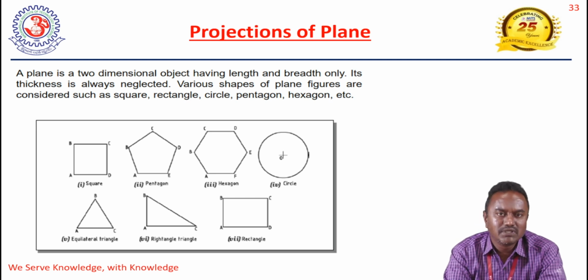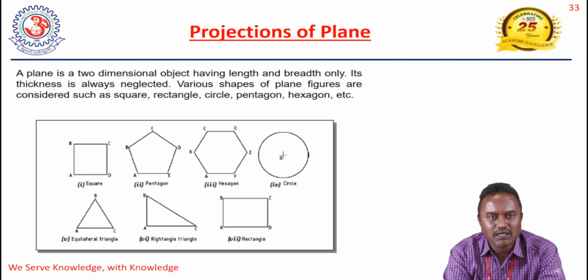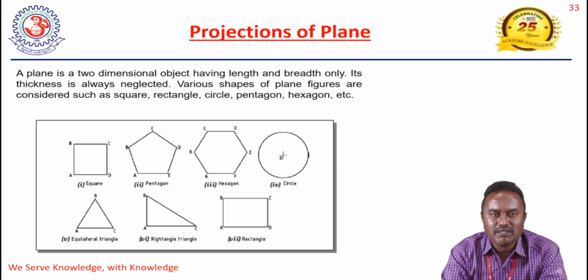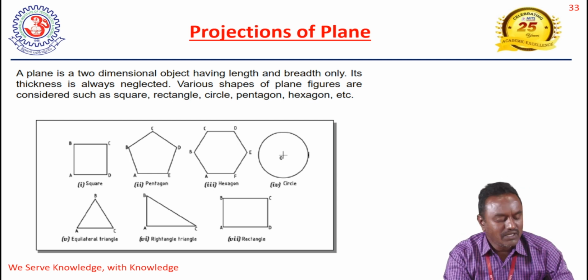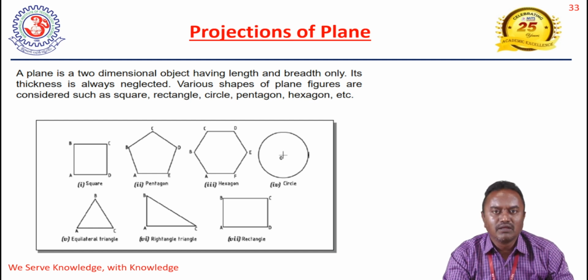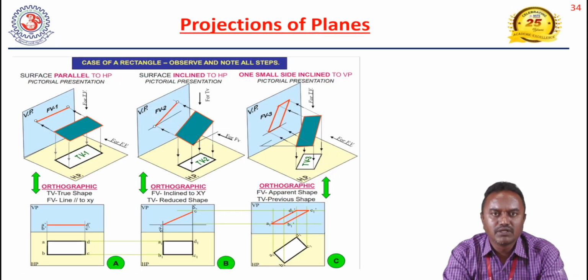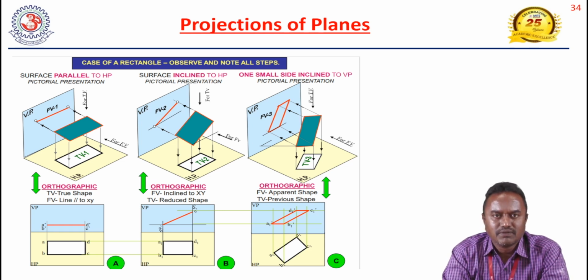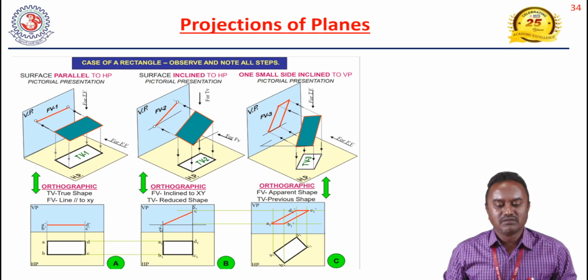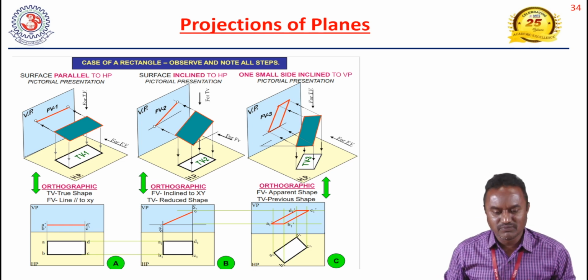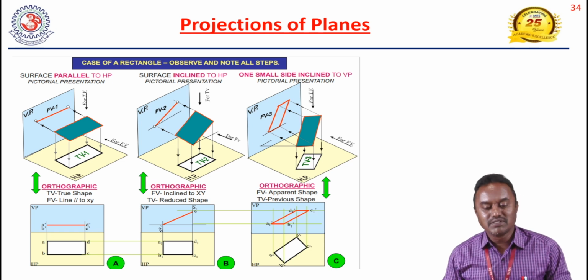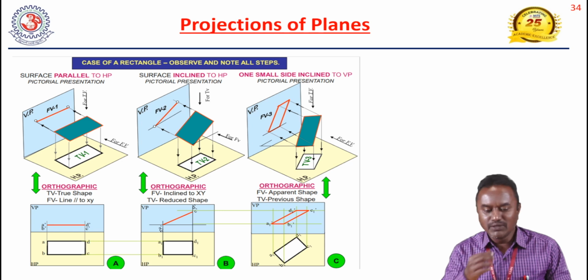We have different types of planes, for example, square plane, pentagon plane, hexagon plane, circular plane, triangle, and rectangle. Like that, we have many types of planes. We can draw the front view and top view of the planes using AutoCAD. Here are some examples of how the front and top views will come. The different cases of projections of a rectangle: first, the surface is parallel to HP; then the surface is inclined to HP; and the surface is inclined to VP.